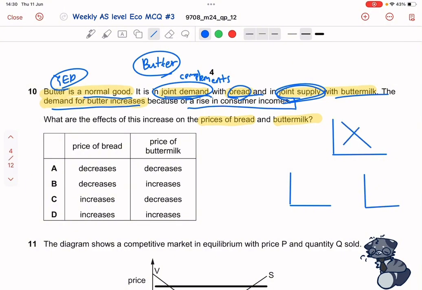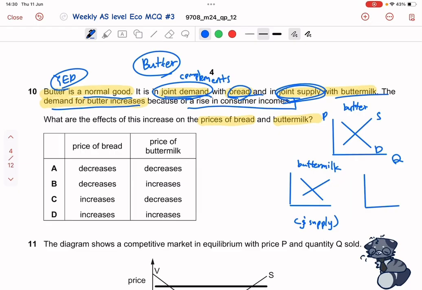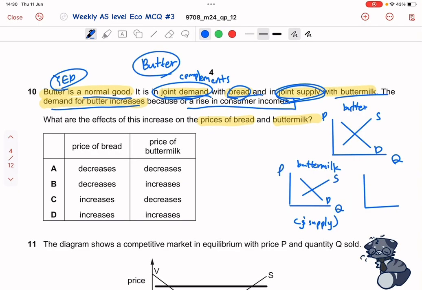Now this is the main character. This is for butter, Butter's demand and supply diagram. The downward sloping curve is D, upwards is S, and the y-axis is P for price and Q for quantity. And now this one will be buttermilk, which is in joint supply. Let's write J supply so that we know. Again, downward is demand, upward is supply, P and Q. And this one is bread, joint demand. Downward is D, upwards is S, and then P and Q.